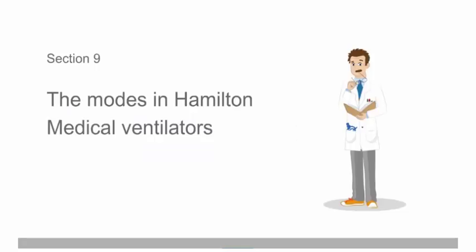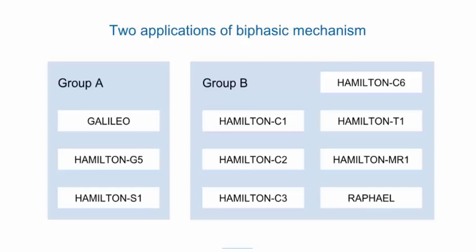Modes in Hamilton medical ventilators. All Hamilton medical ventilators can be roughly classified into 2 groups, namely Group A and B. Group A includes Hamilton G5, S1 and Galileo ventilators. Group B includes Hamilton C1, C2, C3, C6, T1, MR1 and Raphael ventilators.